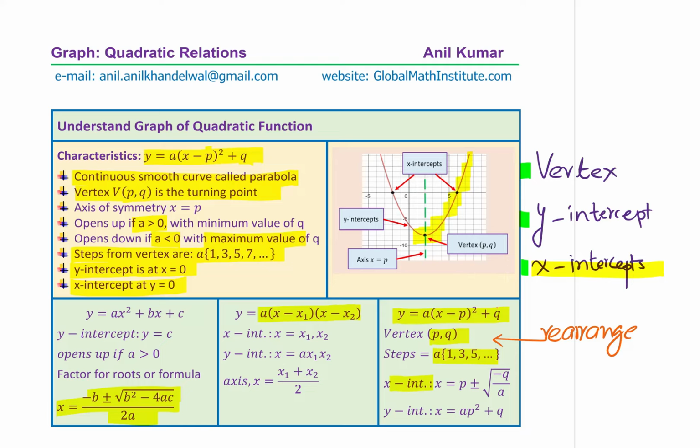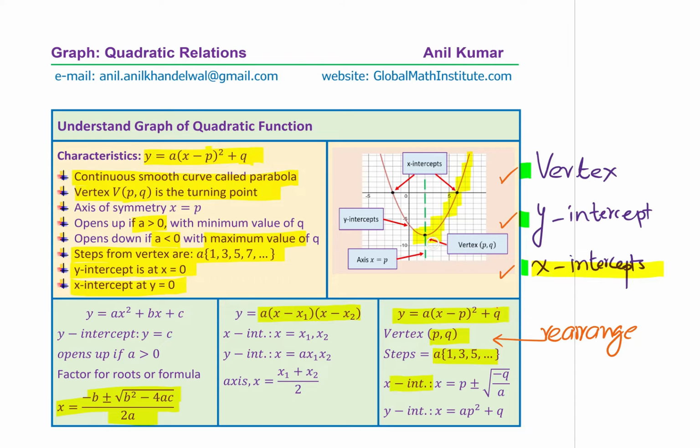Perfect. So that is how, broadly speaking, we could actually find what is the value of the vertex, what is the value of the y-intercept, and what is the value of x-intercept. The figure here clearly indicates all. The x-intercepts are the points where the curve crosses the x-axis, while y-intercept, the curve crosses the y-axis. Axis of symmetry is through the vertex. And the equation always is x equals the x value of the vertex, which is p in our case, when the vertex is (p, q).